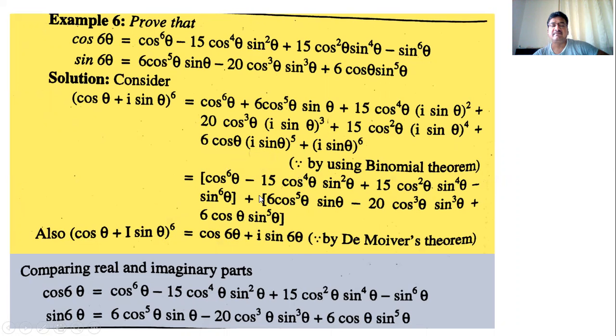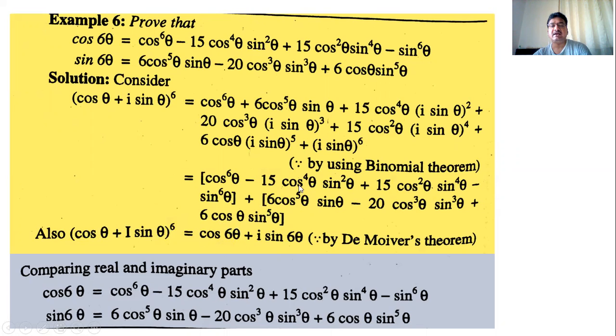So here write i. And cos theta plus i sine theta raised to 6, by using De-Moivre's theorem, is cos 6 theta plus i sine 6 theta. Then compare the RHS of these equations. This is the RHS of this equation, and the value of cos theta plus i sine theta raised to 6 is this. So compare these two. Compare the real and imaginary parts.